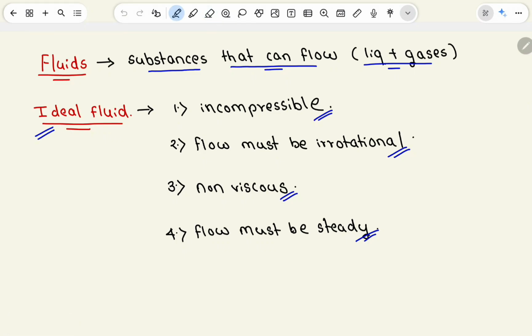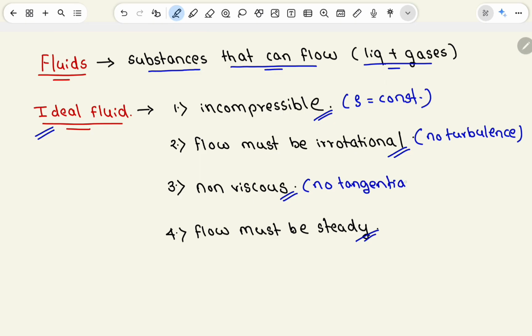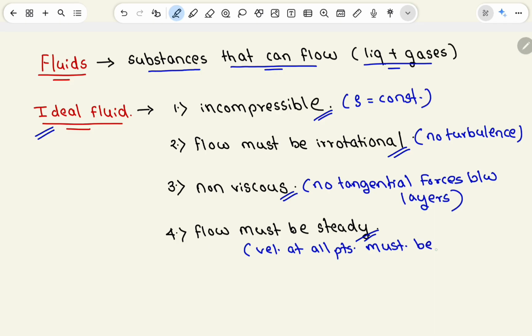So let's quickly summarize the properties of the ideal fluid. First, the fluid must be incompressible, which means that the density should be constant. Second, the flow must be irrotational, which means there should be no turbulence. Third, the fluid must be non-viscous, which means there should be no tangential forces between layers. And fourth, the flow must be steady, which means velocity at all points must be constant.